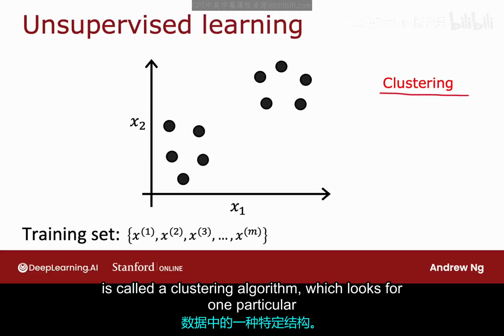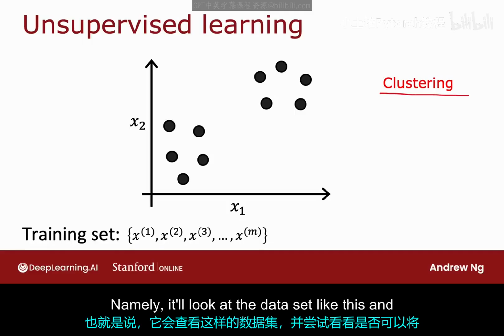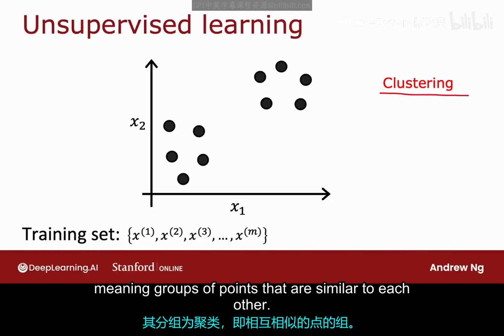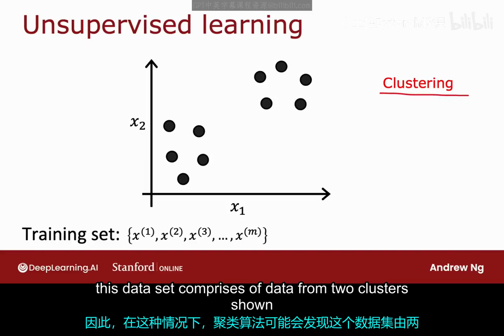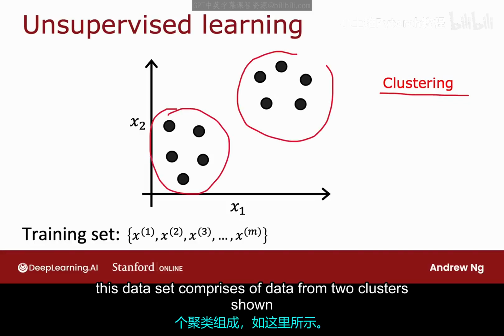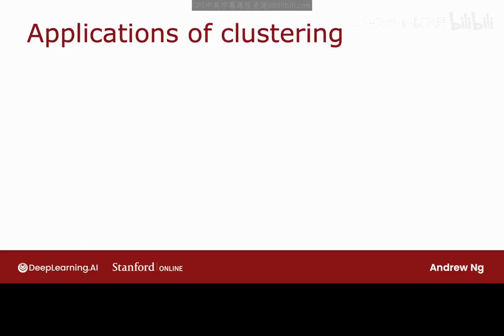The first unsupervised learning algorithm that you learn about is called a clustering algorithm, which looks for one particular type of structure in the data. Namely, it'll look at the data set like this and try to see if it can be grouped into clusters, meaning groups of points that are similar to each other. So a clustering algorithm in this case might find that this data set comprises data from two clusters shown here.